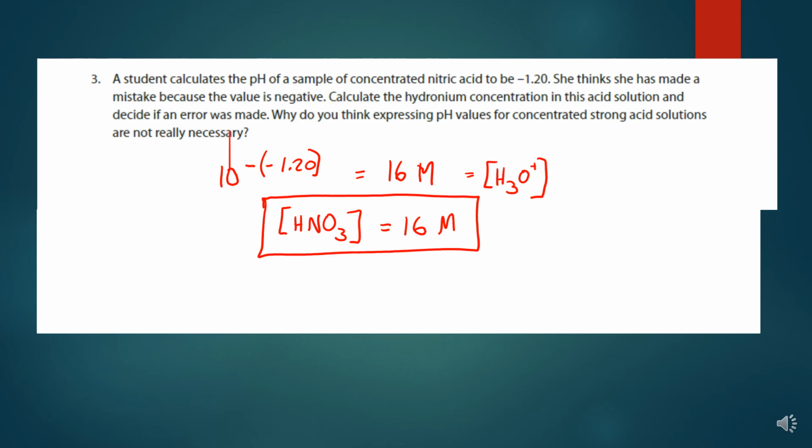Now, why do you think expressing pH values for concentrated strong acid solutions is not really necessary? With this one, expressing it as negative 1.2, it's probably just easier expressing it as a 16 molar solution. We're not using scientific notation here. There's no point in using scientific notation, no point in using negative values either.